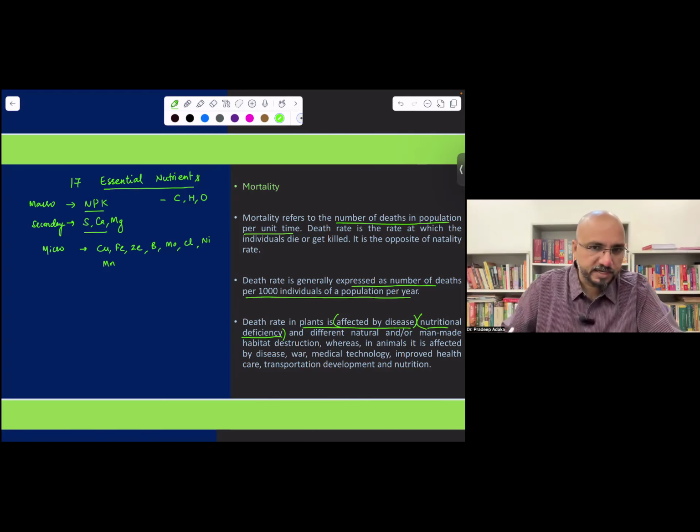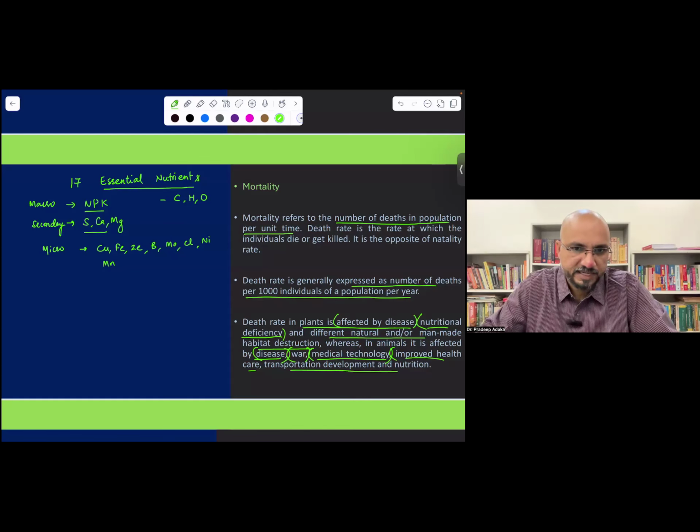So death rate in plants may be affected by disease, nutritional deficiency, different natural or man-made disasters, or habitat destruction. Whereas in animals, the death rate may be affected by disease, war, medical technology, improved healthcare, transportation, development, and nutrition. When we say animals, including humans. So they are all the factors that can affect the mortality rate.